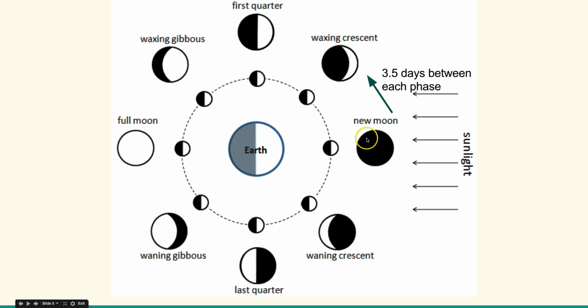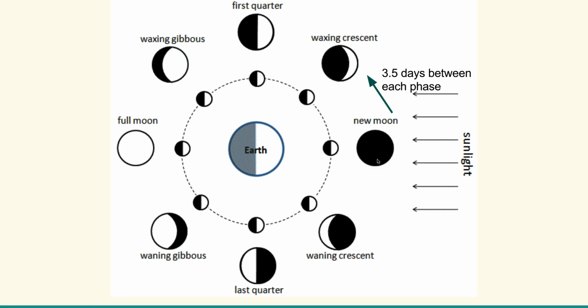So we start here in position 1 with the new moon. The new moon is when we're standing on the Earth and we look at the moon in the sky, and the whole half of the moon that's facing the Earth is in shadow. And so we can't see any lit portion of the moon. So we look up in the sky and we really don't see a moon. We call it the new moon.